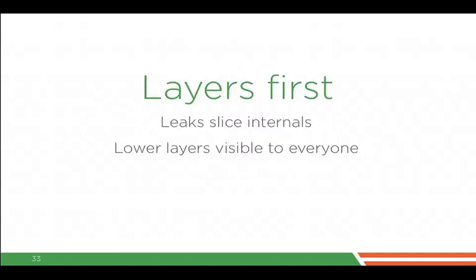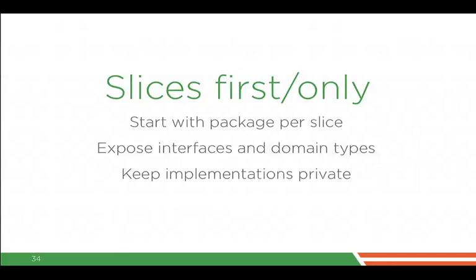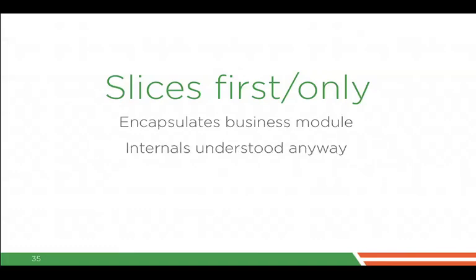Okay. Summary. Layers first leaks slice internals. So the structure of a slice actually becomes visible to the outside world. With slices first or slices only, you keep those implementations private, and simply improve, well, still improve. You have natural Java language means that you can use for coarse-grained decisions of whether you want to expose a type to others or not, right?